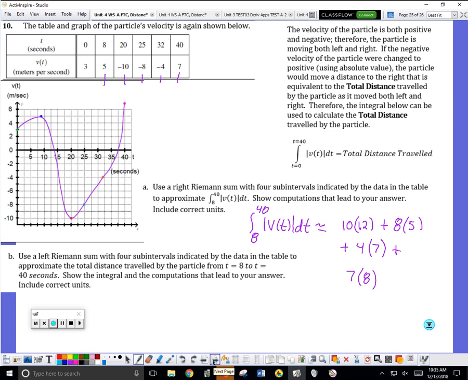So look at my Riemann sum. I'm going from 8 to 40. I'm doing a right Riemann sum, so I'm picking these values, but I count all of them as positive because of the absolute value sign.